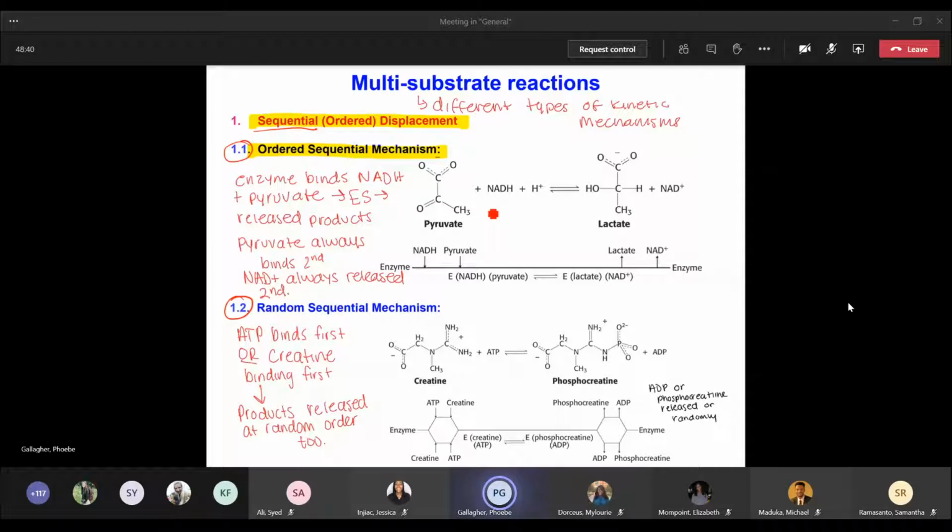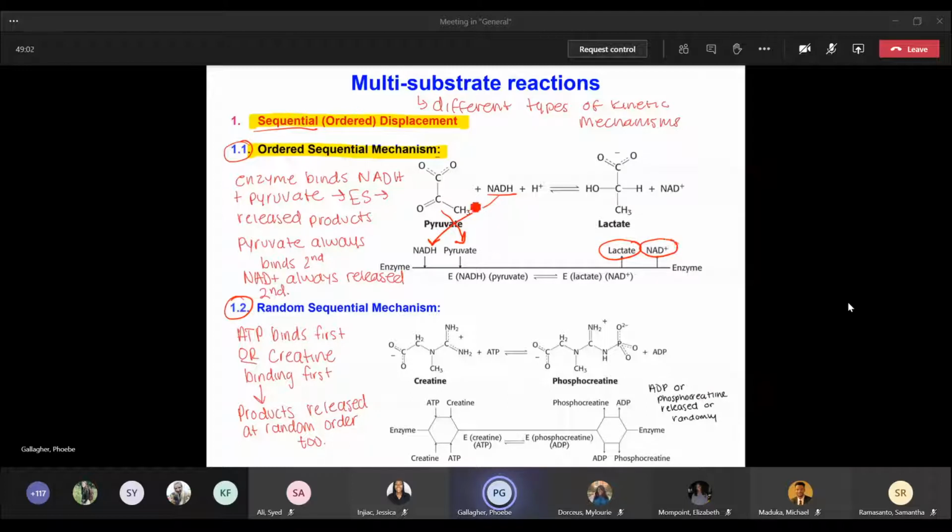So with your ordered sequential, you're going to have it such that NADH will enter the enzyme first, followed by pyruvate. So the two substrates will enter the enzyme in that exact order, where it's NADH first, followed by pyruvate. And then the enzyme is going to release lactate first, followed by NAD+.